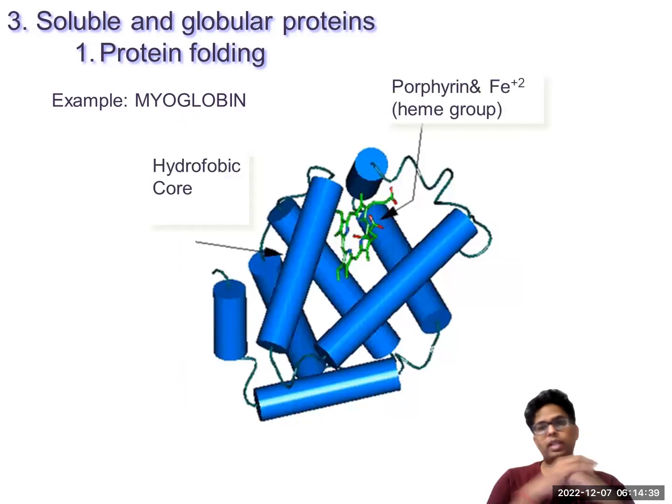What exactly is protein folding? As I told you, as the amino acids come into the cytosol, they make interactions. But usually some amino acids are hydrophobic in nature. Suppose five amino acids just come into the cytosol from the ribosome during translation, and the rest are also in process.